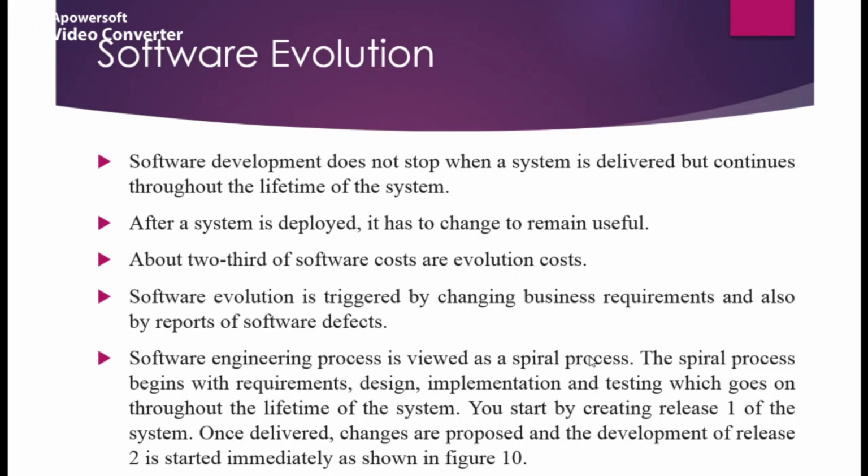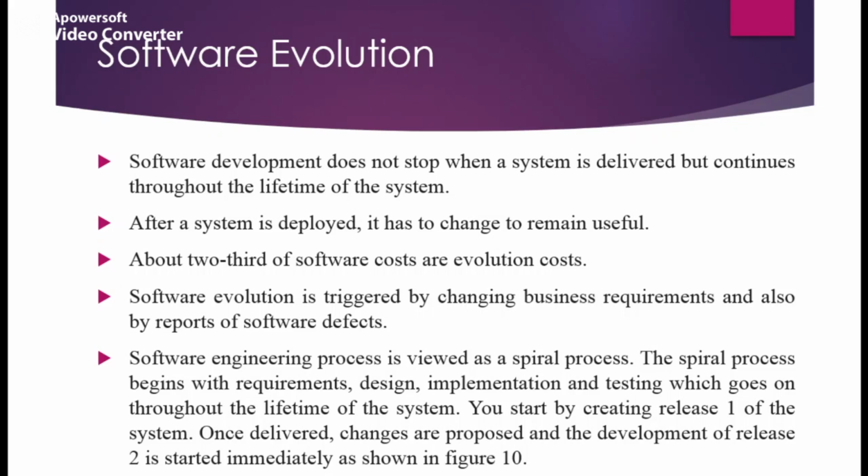The software engineering process is viewed as a spiral process. The entire software engineering we can view as a spiral process. The spiral process begins with requirements, the initial one. First you begin with requirements, then the design, then the implementation, and last the testing, which goes on throughout the lifetime of the system.